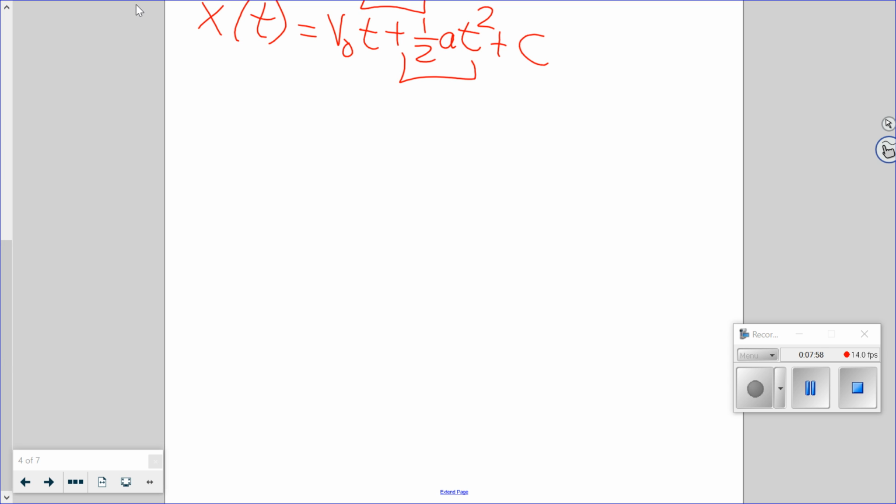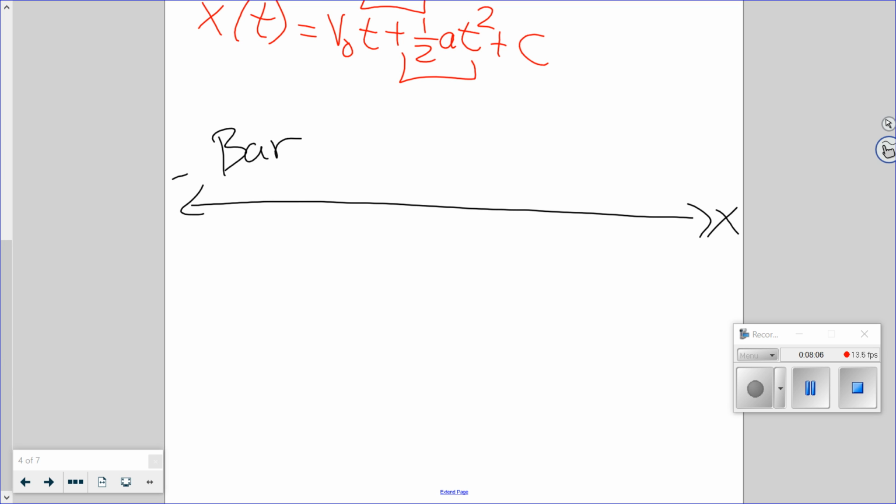So let's say we have a bar. We're going to stick to one axis, good old x-axis. And we have this object, and we're going to slice it along the axis.